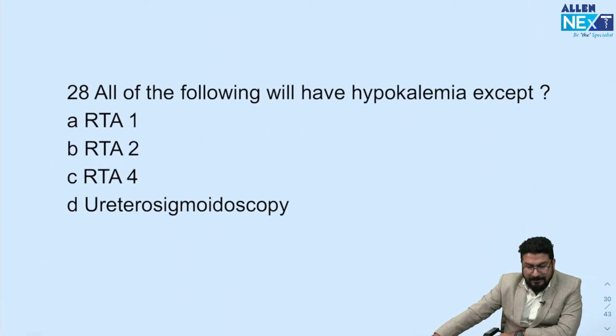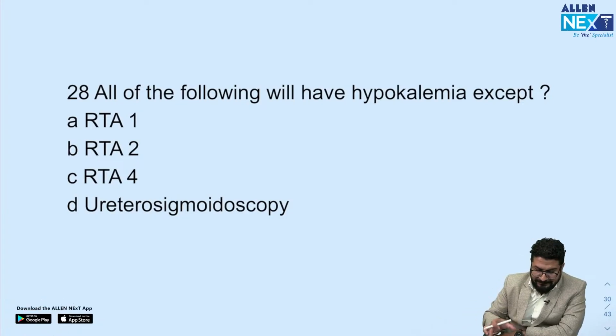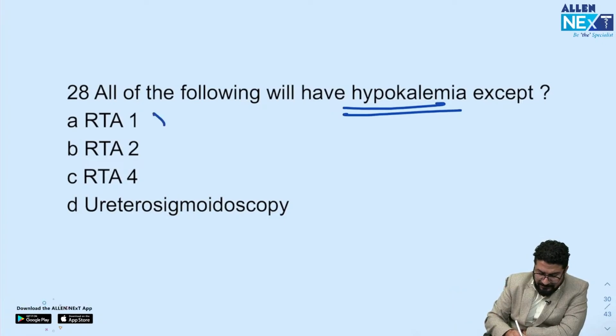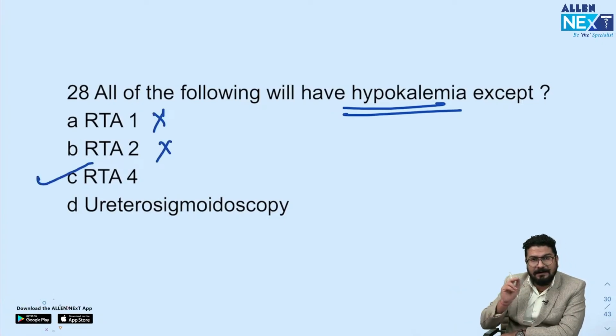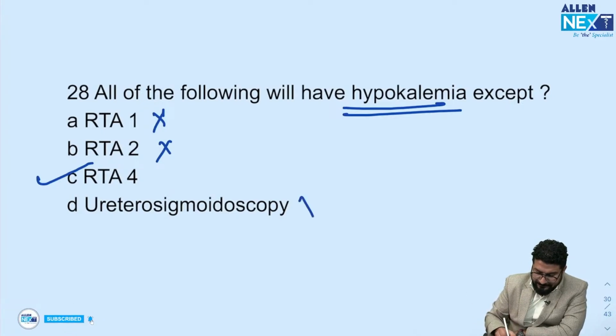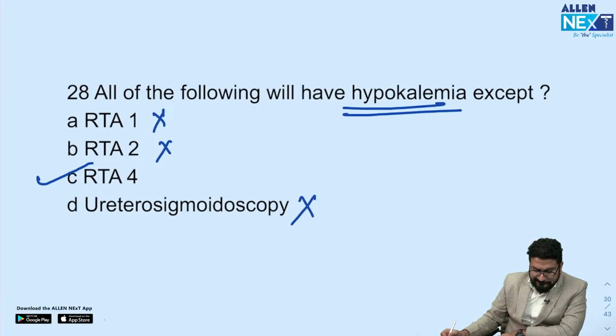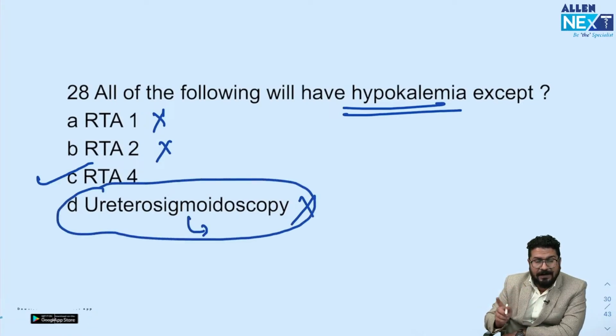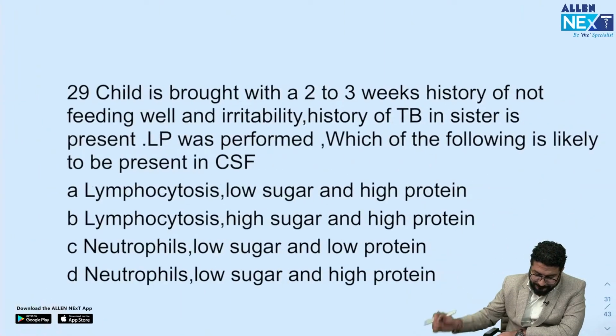All of the following will have hypokalemia except. Again, I could not take the screenshot because I did not have the time. But remember, all these questions came from the notes. All of the following will have hypokalemia except. So remember, most of the RTA will have hypokalemia. Type 1, yes. Type 2, yes. RTA is renal tubular acidosis. So remember, RTA type 4 is the hyperkalemic type. Is it clear? And ureterosigmoidostomy will lead to NAGMA, so again here you will see hypokalemia. So only RTA 4 is called the hyperkalemic type.